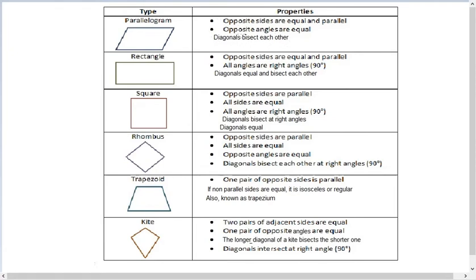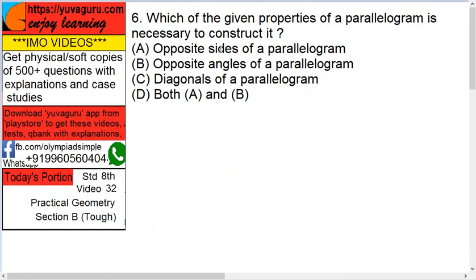Diagonals bisect each other, yes, that's also true, but that is true for many of them. Like diagonals bisect each other, in a rectangle also they bisect, and square also they bisect, rhombus also they bisect, regular or isosceles trapezium also they bisect. So the peculiar thing about a parallelogram is that opposite sides are equal and parallel. So A is done. What about B?